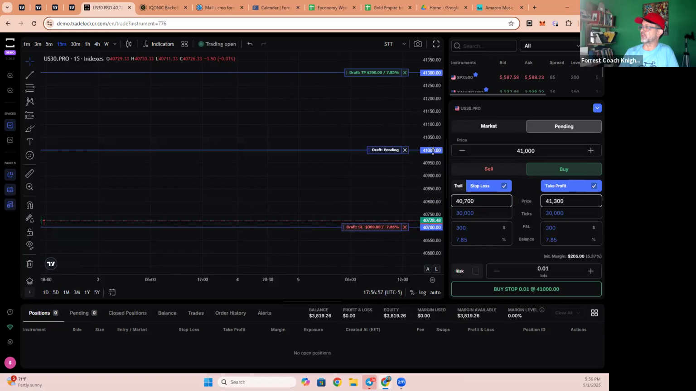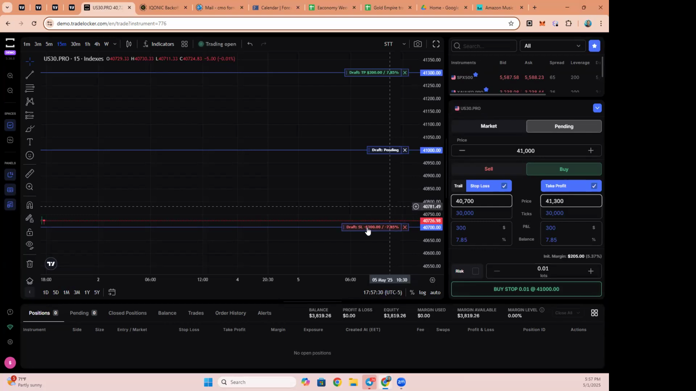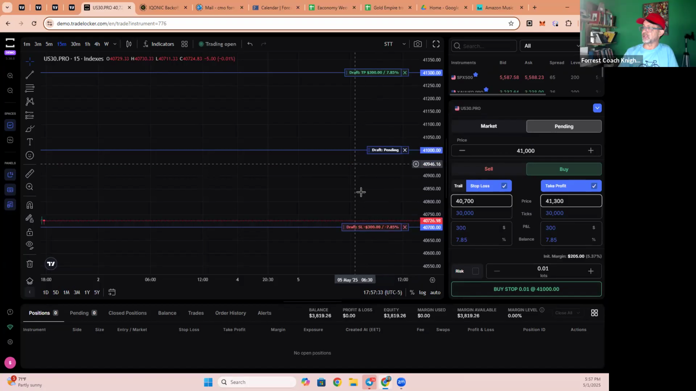If you took this and you entered at 41,000 and you got out at 41.3 and you're at a 0.01 lot size, you'd make $300. Again, this is trading US 30. Does everybody see that? So basically, it's $1 for every point. 41,001 would be $1. 41,050 would be $50. Here's $100. Here's $150. Here's $200. Here's $250. Here's $300. That's a 0.01 lot size. Conversely, if this goes in a losing direction, you're losing $300.